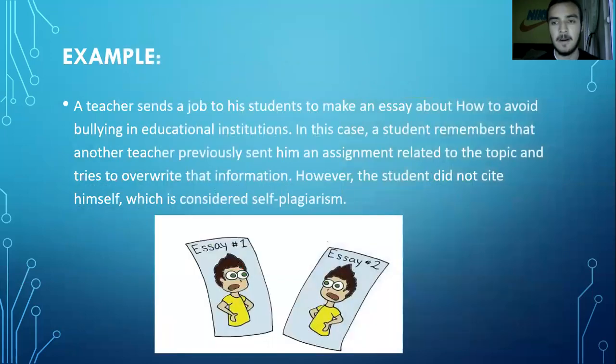Here, to be clear about this type, I have created an example. A teacher sends a job to his students to make an essay about how to avoid bullying in educational institutions. In this case, a student remembers that another teacher previously sent him an assignment related to the topic and tries to overwrite that information. However, the student did not cite himself, which is considered self-plagiarism. We have to take this into account so we don't commit the same mistakes when we are doing the tasks.